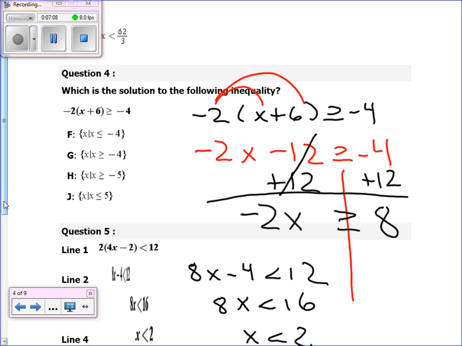Now we're going to divide both sides by negative 2. And an alarm should go off, because you know whenever you multiply or divide both sides of an inequality by a negative, the direction of the inequality sign reverses.